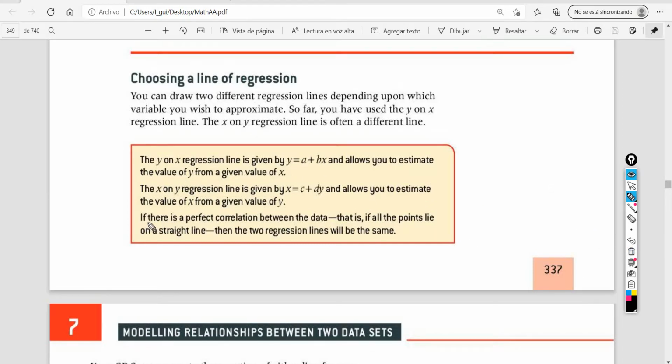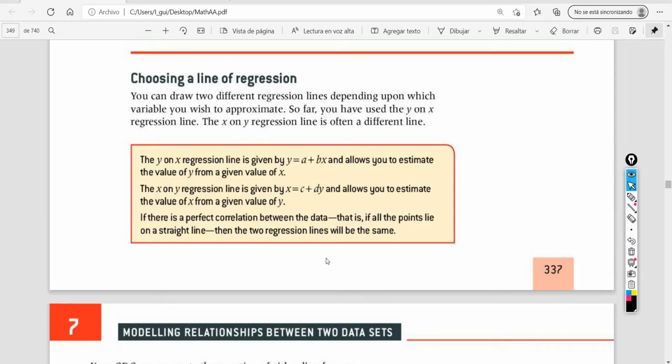Oh, and by the way, you gotta pay attention to this. If there is a perfect correlation between the data, that is, if all the points lie on a straight line, like if you had a very nice piece of data like this between two variables, x and y, then both of these lines are gonna be the same. But in most examples, we know that this is not the case, and so these two lines are gonna be different. So let's see how this works by means of an example.